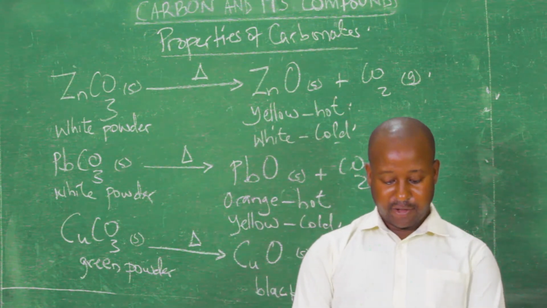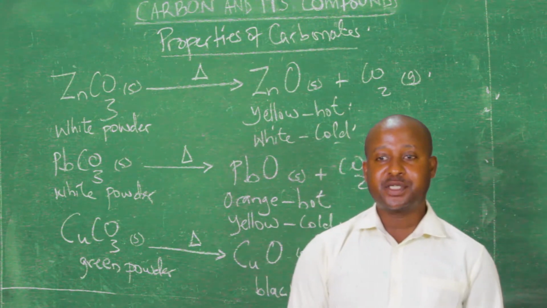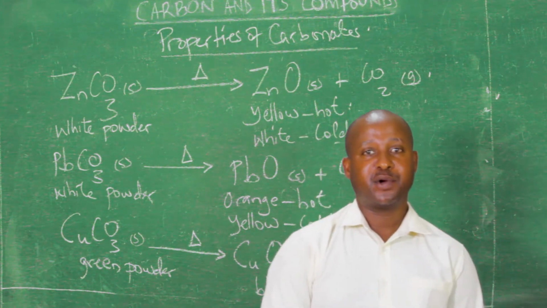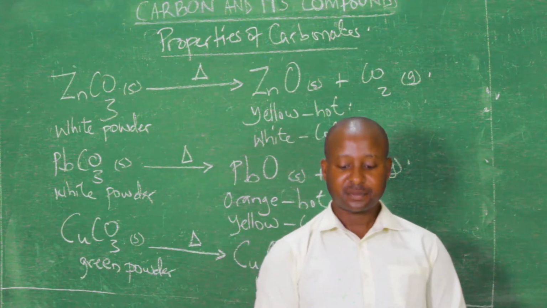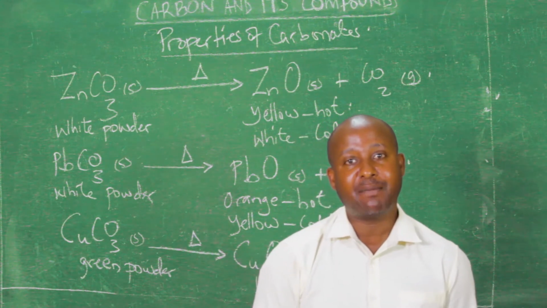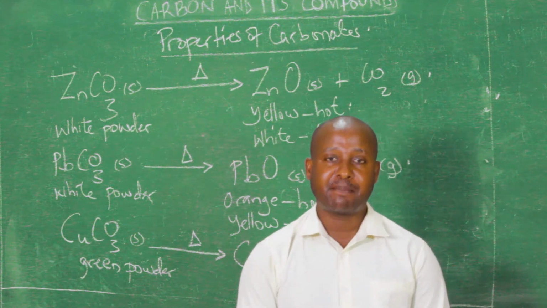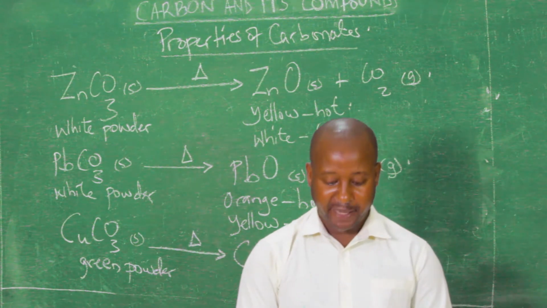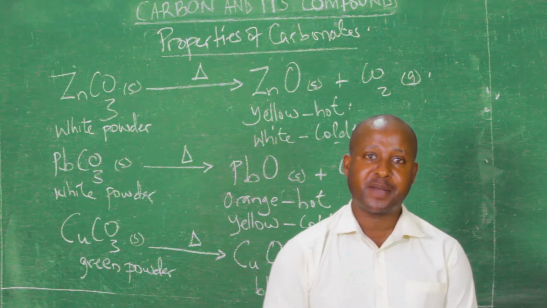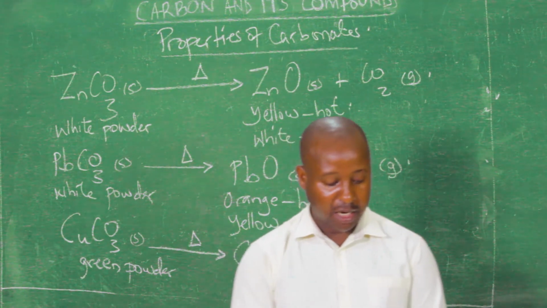Let's look at the reaction of carbonates with dilute acids. When a dilute acid reacts with a carbonate compound, we expect to get 3 major products. 1, the salt of the metal. 2, carbon dioxide gas. And 3, water.